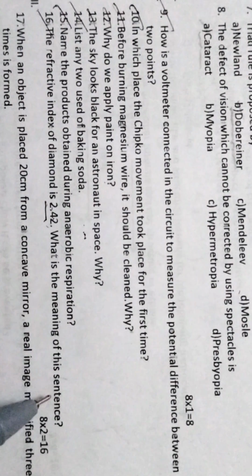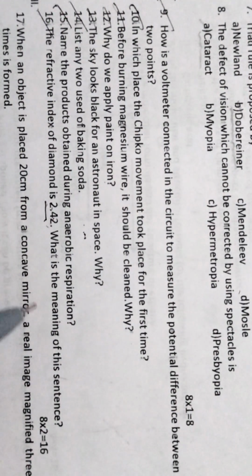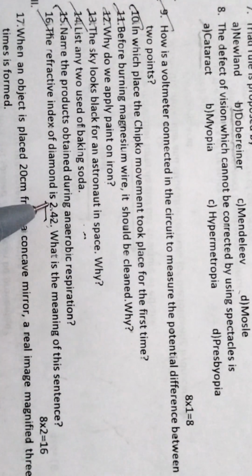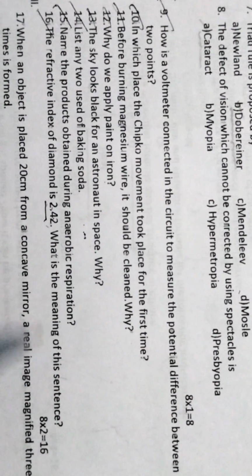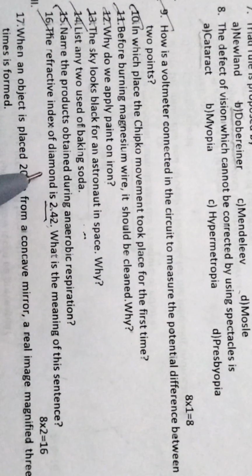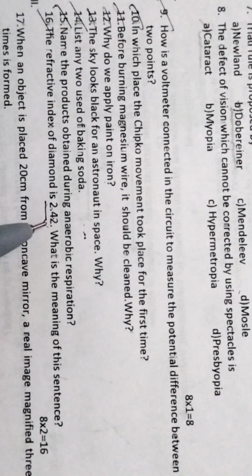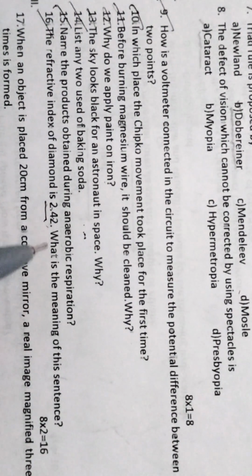Next, the refractive index of diamond is 2.42. What is the meaning of this sentence? The meaning of this sentence is that the speed of light in diamond is 2.42 times lesser than the speed of light in air.